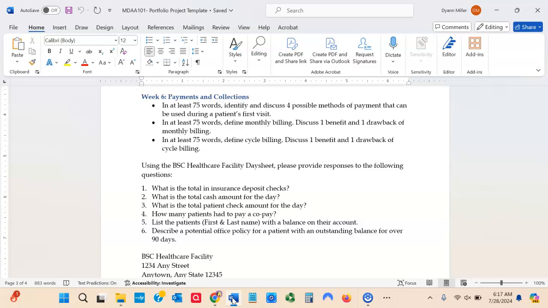So you have really 4 parts to this particular section. First, in at least 75 words, identify and discuss 4 possible methods of payment that can be used during a patient's first visit. I recommend that to be your first paragraph. In your second paragraph of at least 75 words, define monthly billing and discuss 1 benefit and 1 drawback of monthly billing. And then in at least 75 words, define cycle billing and discuss 1 benefit and 1 drawback.